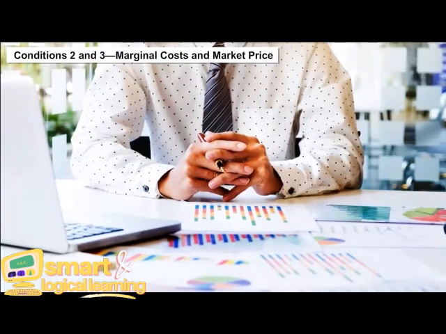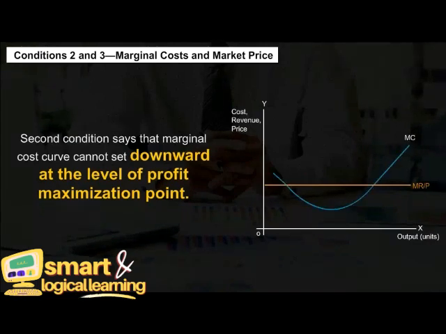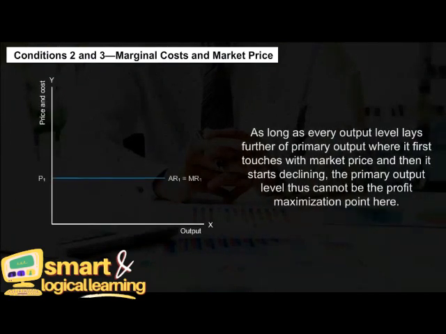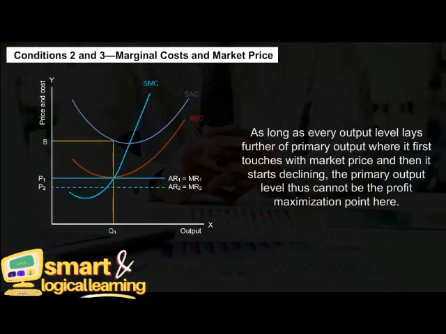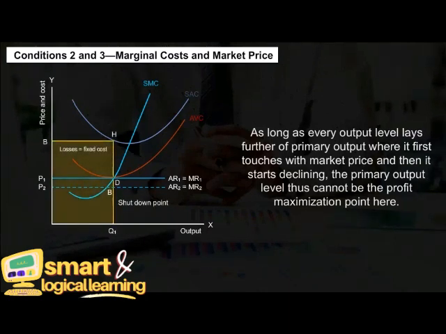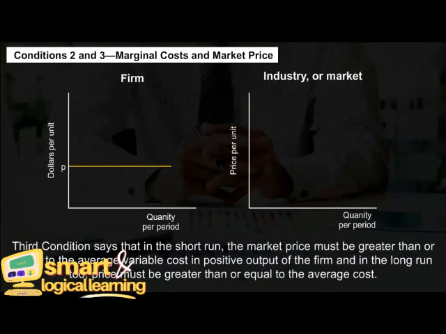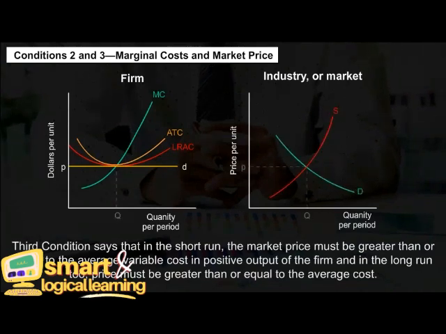Conditions 2 and 3. Marginal costs and market price. The second condition says that the marginal cost curve cannot slope downward at the profit maximization point, as every output level lies further than the primary output where it first touches the market price and then starts declining. The primary output level thus cannot be the profit maximization point here. The third condition says that in the short run, the market price must be greater than or equal to the average variable cost at positive output of the firm, and in the long run too, price must be greater than or equal to the average cost.